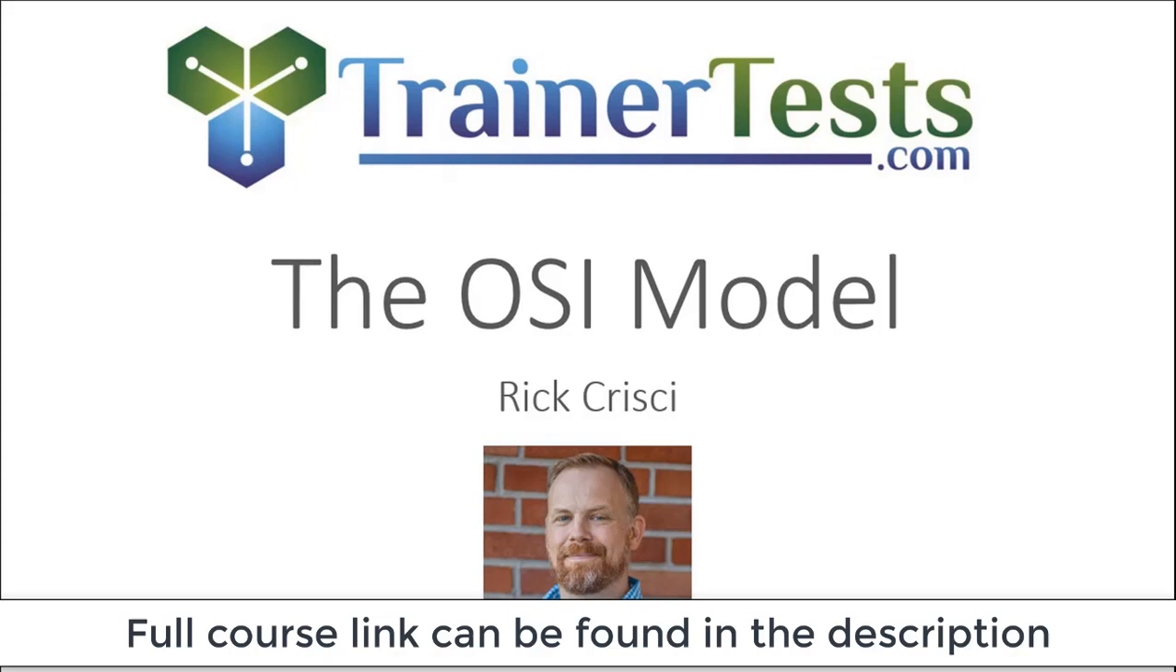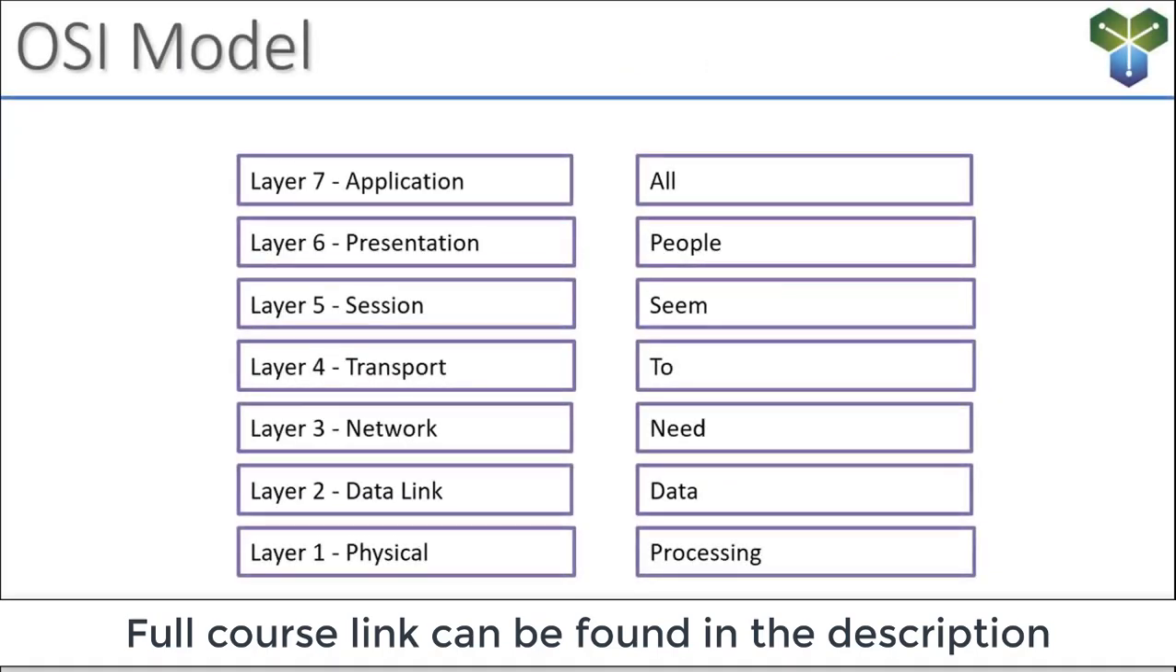In this video, we'll do a brief overview of the OSI model and how it can be used to help you better understand networking. Throughout this course, you're going to hear me refer to layer 2 or layer 3 or layer 1. Those are all layers of the OSI model. The purpose of the OSI model is basically to help make networking easier to understand.